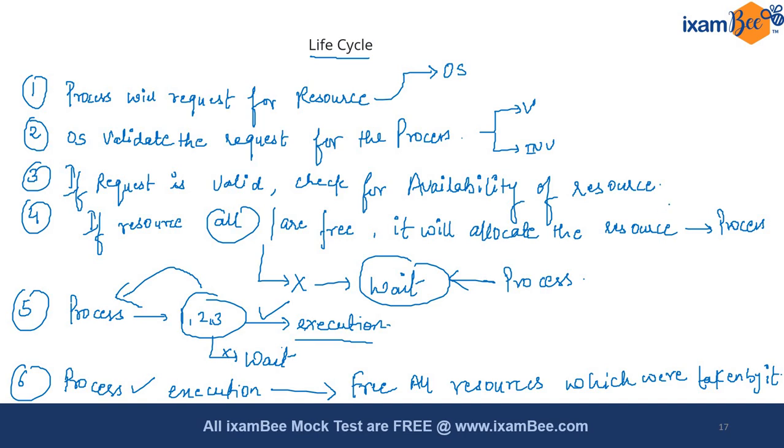So here, in which step is the deadlock going to happen? The deadlock is going to happen in steps number 4 and 5, where there is a waiting state. And if this waiting state is in that area where nobody can proceed further, this will be accountable to the deadlock.